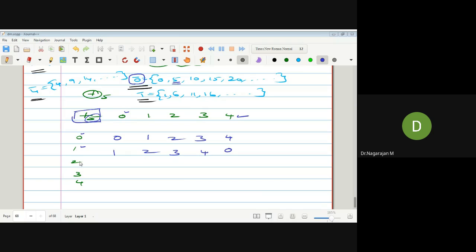First element: 0 plus 2 is 2, 2 plus 0 is 2. 2 plus 1 is 3, 2 plus 2 is 4. What is the next result? 0. Okay, so remaining 2 plus 3 is 5, and 5 means 0 classes. Any doubt?